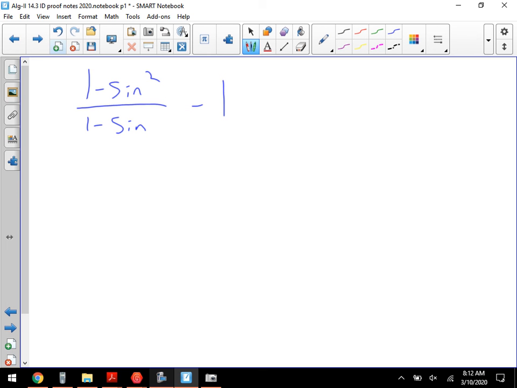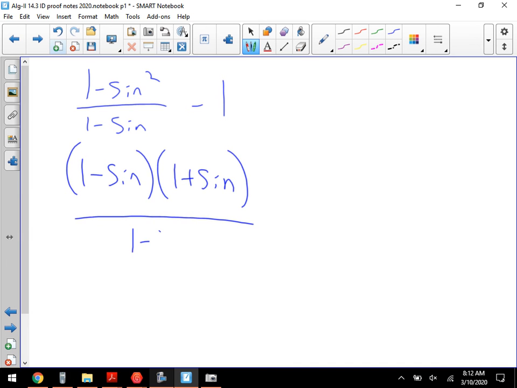Is 1 a perfect square? Oh my gosh. Yeah. Is sine squared a perfect square? Is that a subtraction symbol? Back to the numerator. You wind up with 1 minus sine, 1 plus sine, all over 1 minus sine, minus 1.